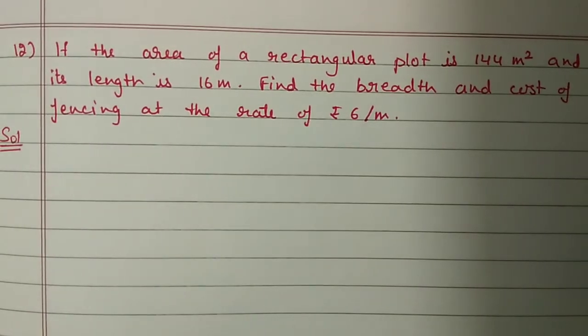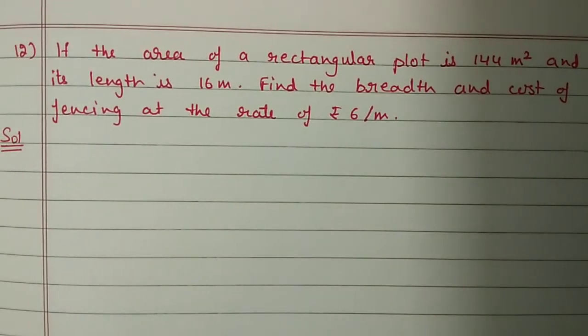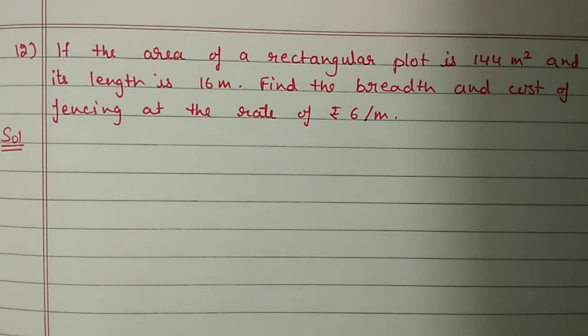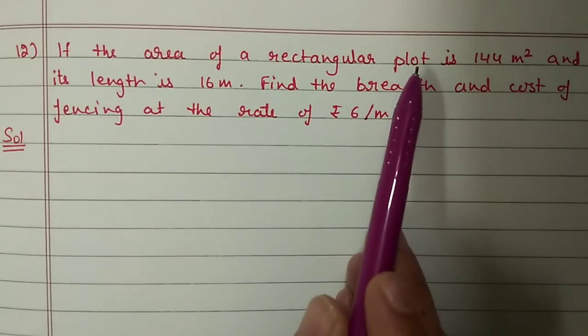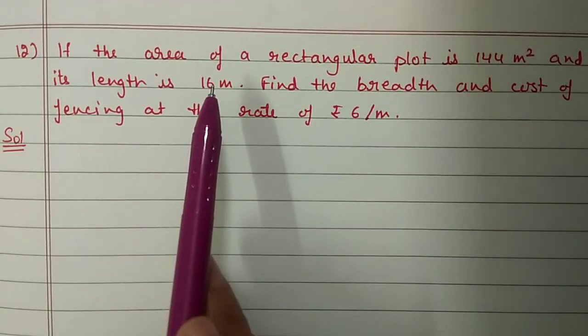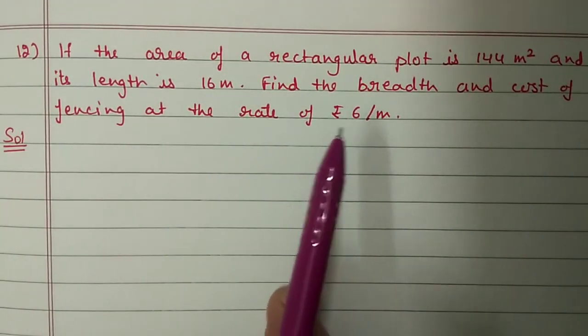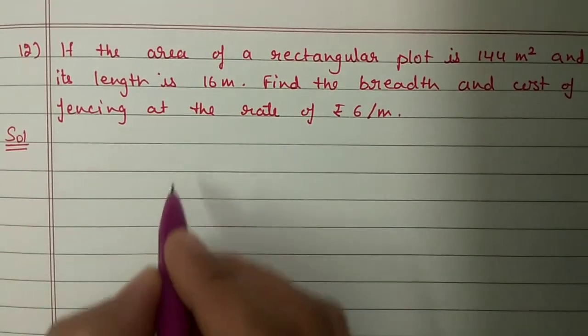Next, question number 12. If the area of a rectangular plot is 144 meter square and its length is 16 meter, find the breadth of the rectangular park and the cost of fencing at the rate of 6 rupees per meter. So area is given. With the help of this area and length, we have to find out the breadth and then the cost of fencing. So first we will find out the breadth.